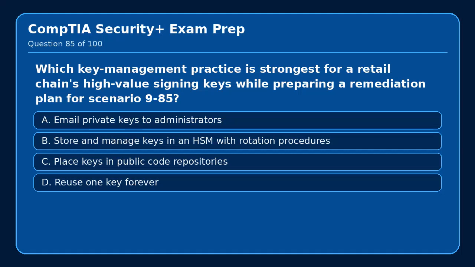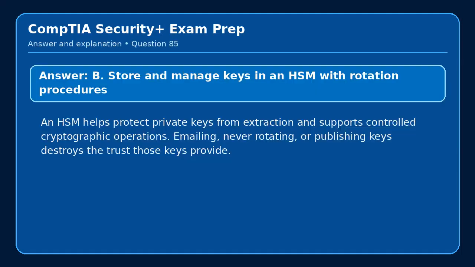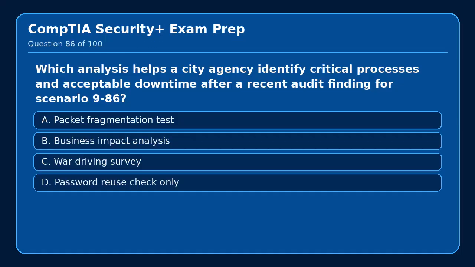Question 88. Which risk strategy is used when an insurance firm buys cyber insurance for certain financial losses while documenting the incident ticket for scenario 9-88? A. Risk acceptance only. B. Risk ignoring. C. Risk avoidance by deleting all systems. D. Risk transference. Take a moment to choose your answer. The answer is D. Risk transference. Insurance transfers part of the financial impact to another party under defined conditions. Acceptance keeps the risk. Avoidance eliminates the activity. And ignoring is not a valid management strategy.